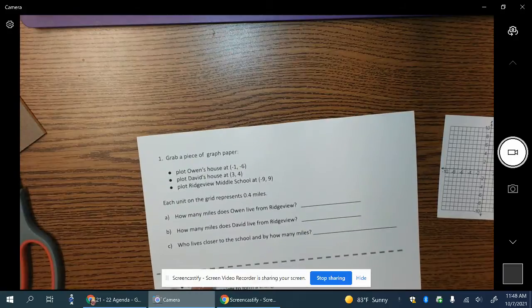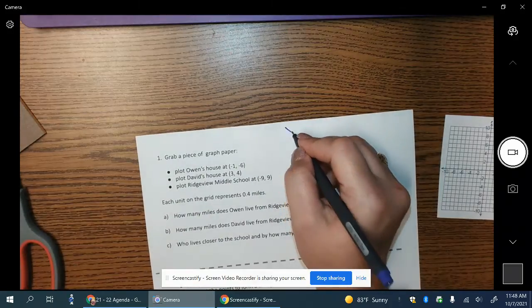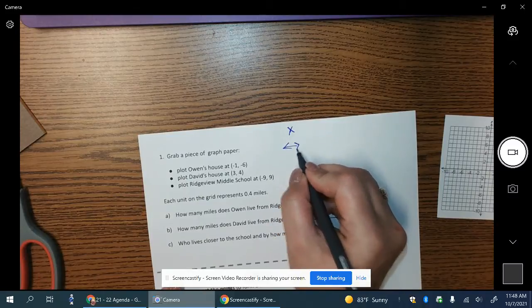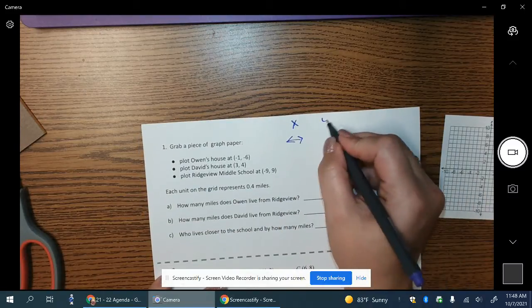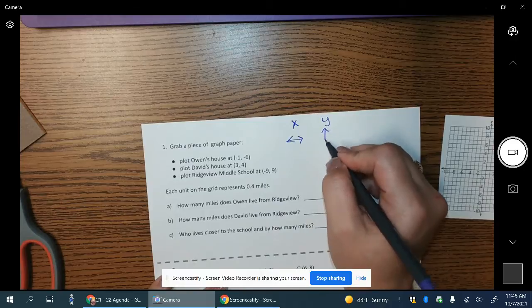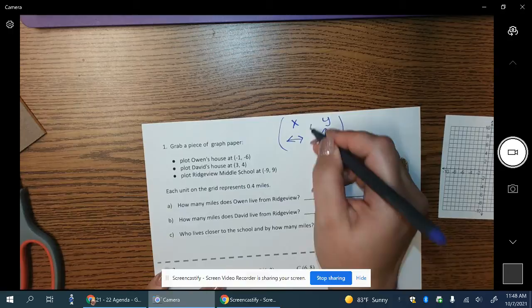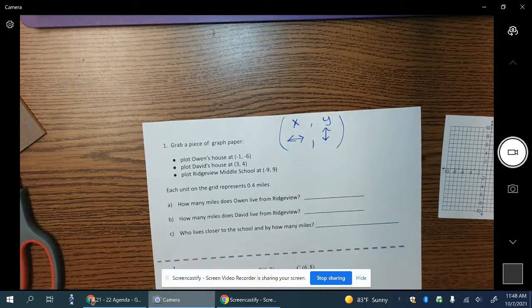Just as a reminder, the X tells you that you're going what? What are the two options for X? Left or right. The Y tells you you're going where? Up or down. Thank you, Gemma. You have to have this memorized. X, Y, left, right, up, down.